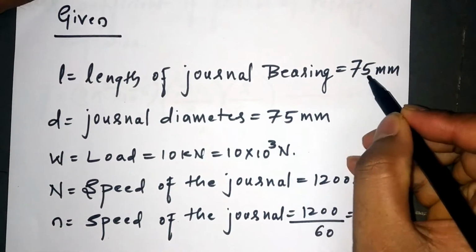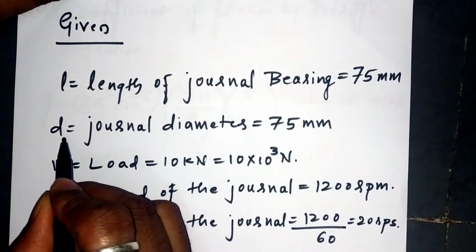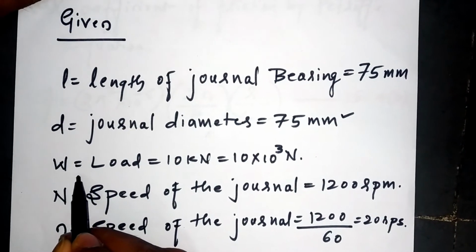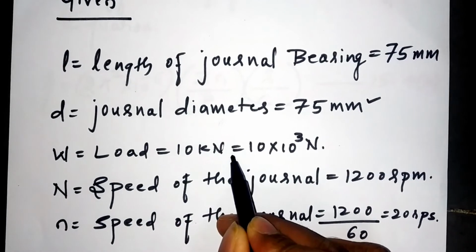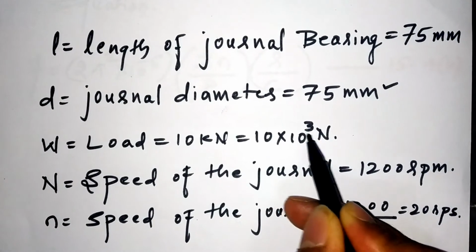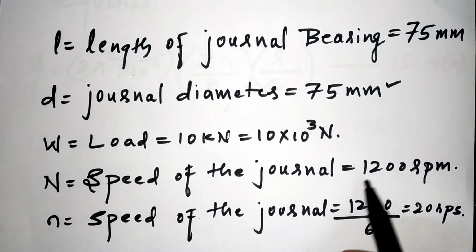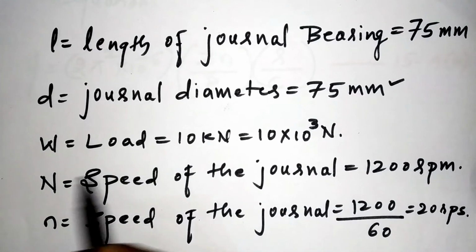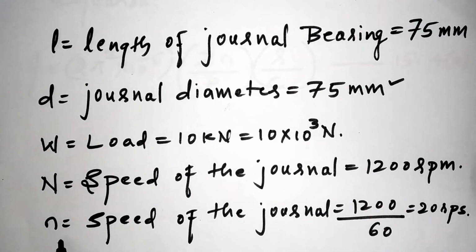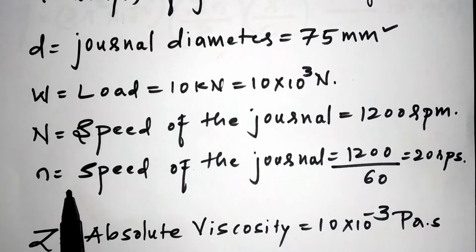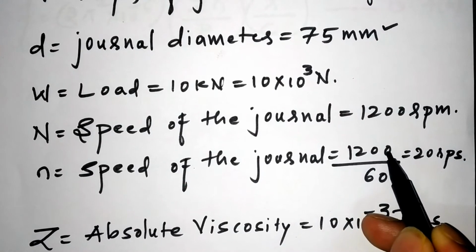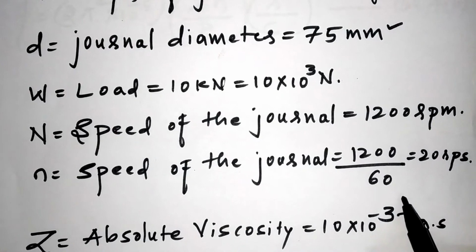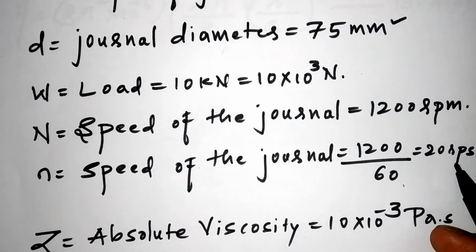So the length of the journal bearing is given to be 75 mm. The diameter of the journal is 75 mm. The load which is handled by the bearing is 10 kilonewton. I have converted it into newtons, that is 10 into 10 to the power of 3 newton. Speed of the journal is given to be 1200 rpm in the problem. So the capital N indicates it is in rpm, and one more we have, that is small n. So the small n refers to the speed of the journal, that is 1200 divided by 60. So what I'm doing is converting rpm into rps. For that we have to divide by 60, so it will convert into rps.